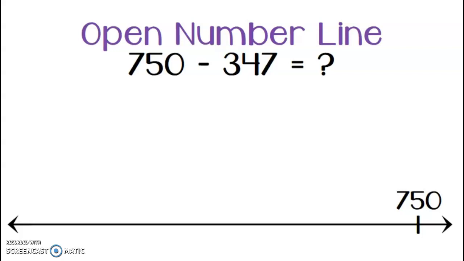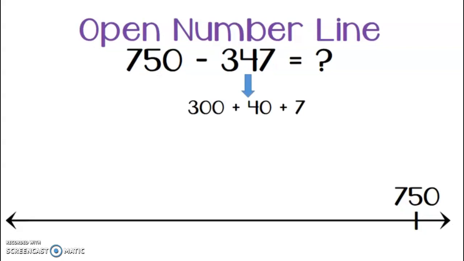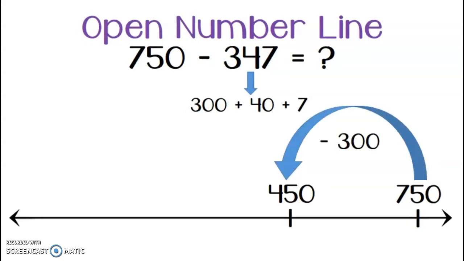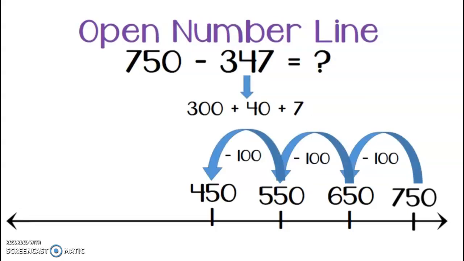I'm going to take a look at 347 and break that apart into expanded form of 300 plus 40 plus 7 to help me jump on my number line. First, I can make a jump of 300 and say 750 minus 300 gives me 450, but I might get lost, so I'm going to do small jumps of 100 instead. So I'm going to do 750 minus 100 gives me 650. 650 minus 100 gives me 550. 550 minus 100 gives me 450.